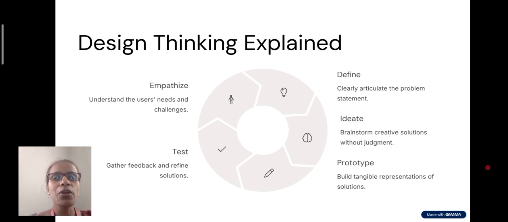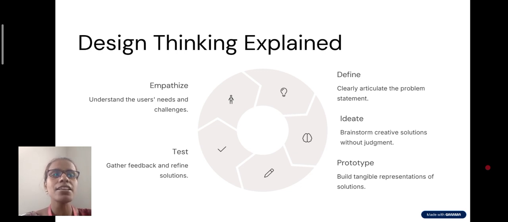We are going to gather the feedback. If it is okay, then we proceed, right? If it is not okay, we need to redefine the solutions. That is, we go again to the ideate part. We had one solution, so we moved with that solution, but it was not okay at the end. That's why we are redefining the solution. After that we do the same procedure.